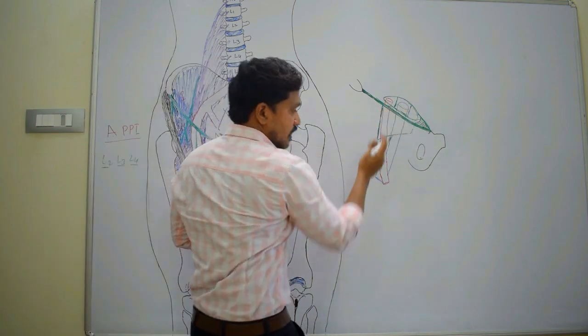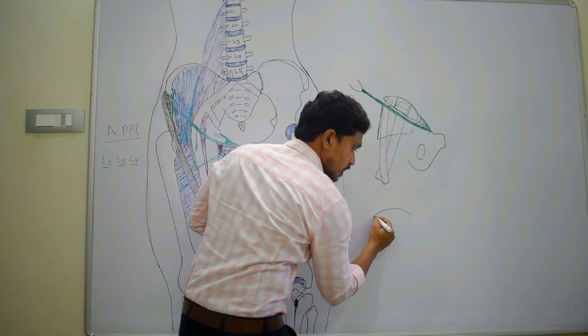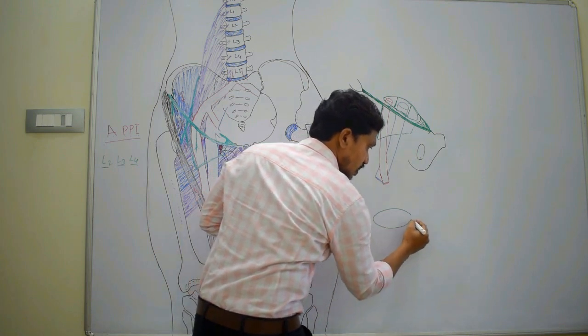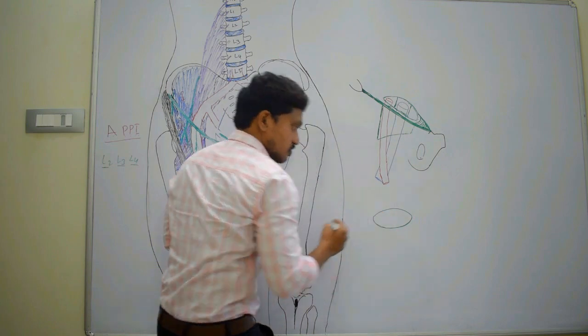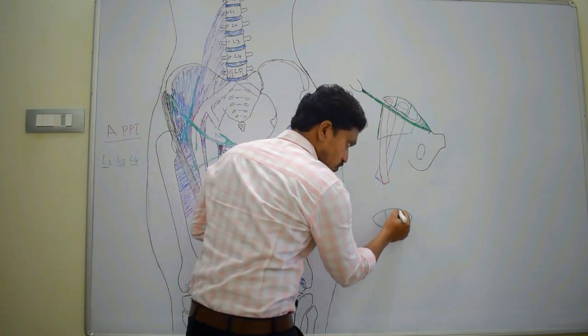I will take this as a simple diagram here. This is the posterior wall formed by fascia iliaca. This is the anterior wall formed by fascia transversalis, and it has been divided into 3 compartments by 2 septa.